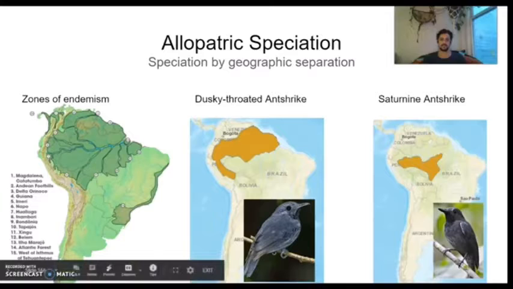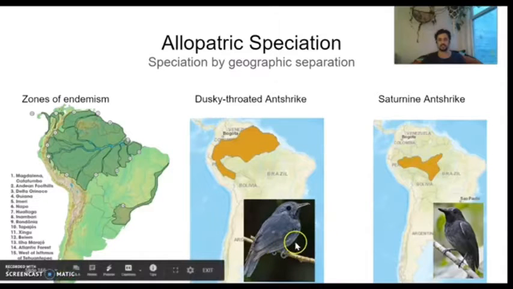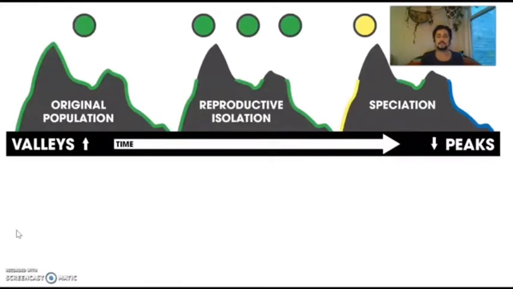In this case, you have on the north side of the Amazon the dusky-throated antshrike up here, and on the south side you have the saturnine antshrike. And they look very, very similar. They actually sound very, very similar, but they're different species, and they've been separated for a very long time, likely by that Amazon River.